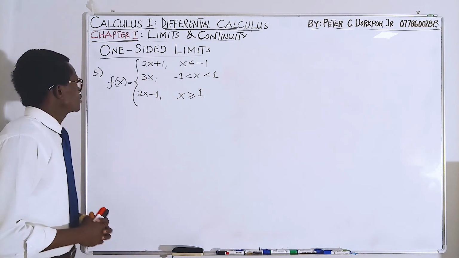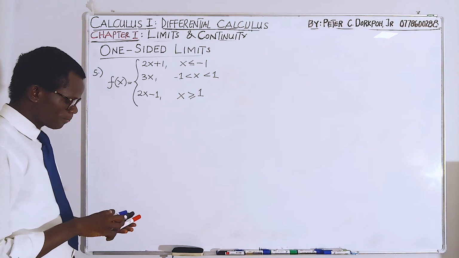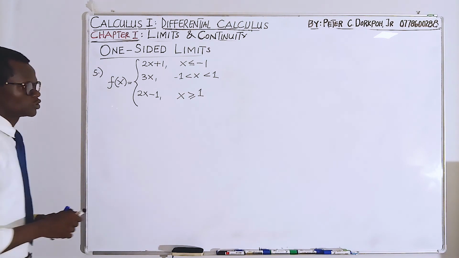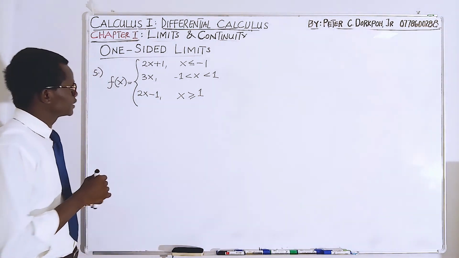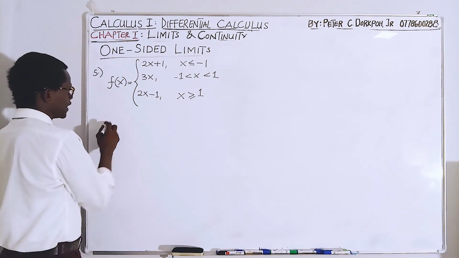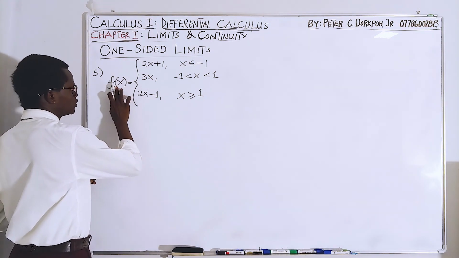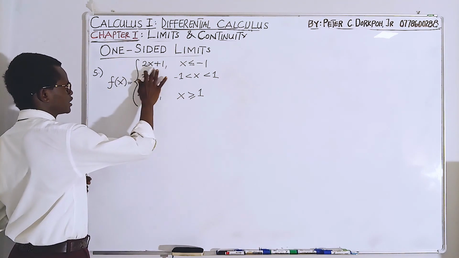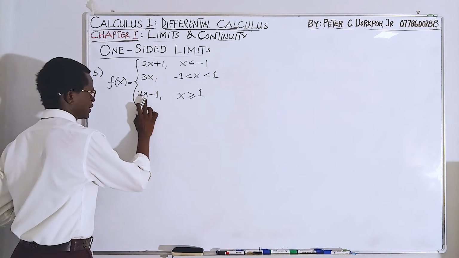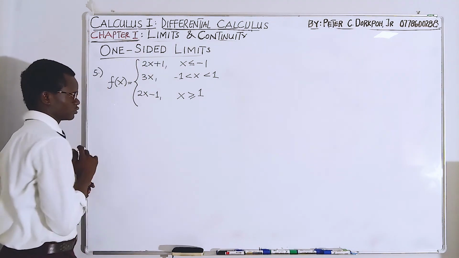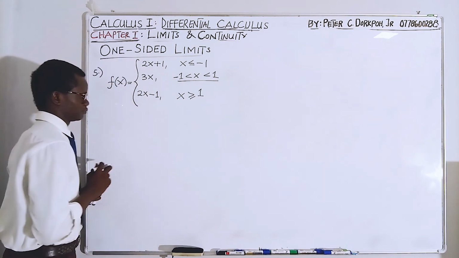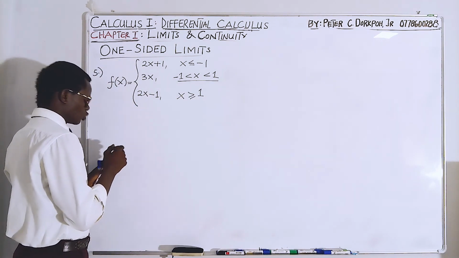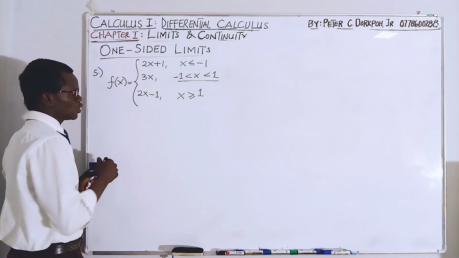Okay, now let's solve question number 5. And then from there we're going to put some supplementary problems there for you to practice. So question 5 says, the piecewise function 2x plus 1, 3x, 2x minus 1. Now you have three different functions. In the middle, you have a double inequality.